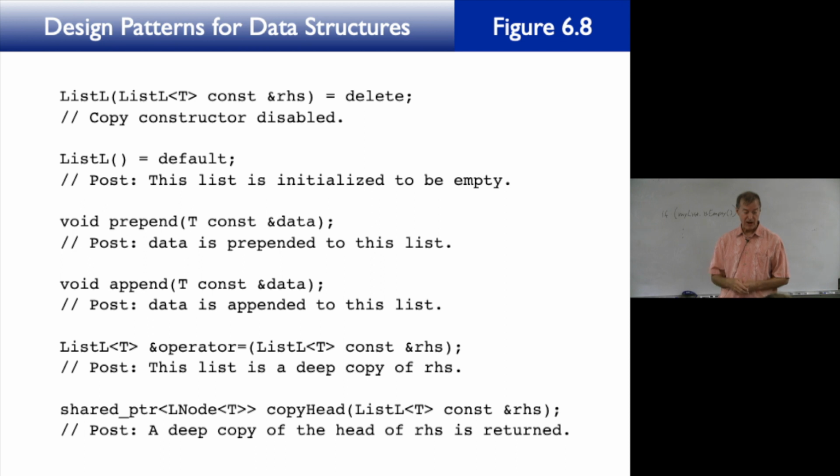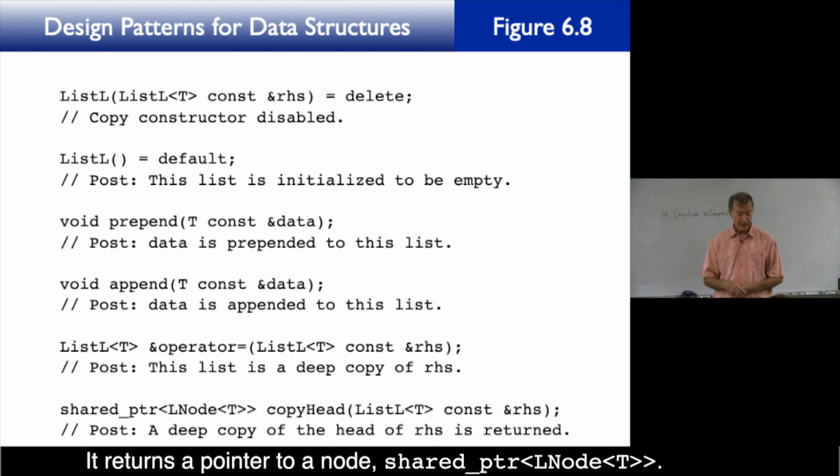So basically, the overloaded operator gets is going to call copy head, and copy head is going to do the copy. Let's take a look at what copy head does. First of all, is copy head void, yes or no? Correct, it is not. What does it return? A pointer to a node. Does everybody see that? Because it returns an L node T star, that means it returns a pointer to a node. And so the post condition is that a deep copy of the head of the right-hand side is returned.